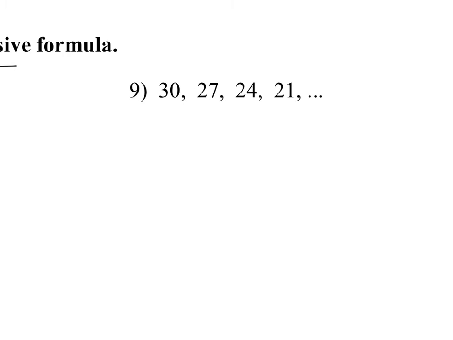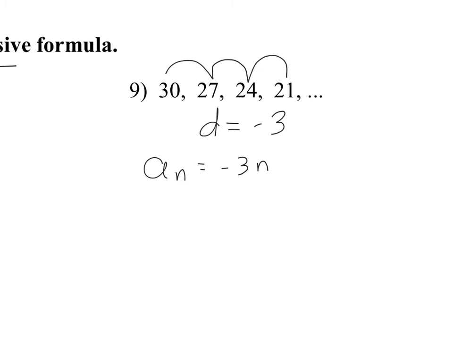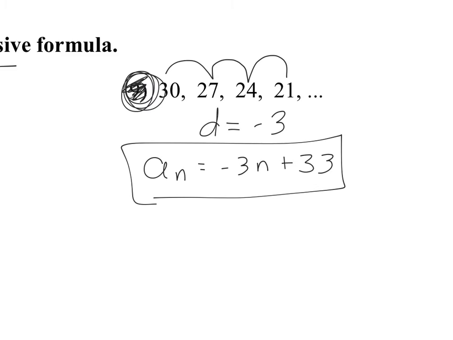Okay, for question 9, from 30 to 27 to 24 to 21, looks like the common difference is negative 3. That indicates another arithmetic sequence. The explicit formula would be the common difference, negative 3n, and then the zero term, if there were a term in front of the first term, it would be 33. So that's the explicit formula.